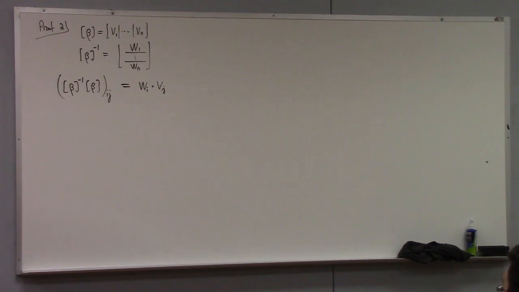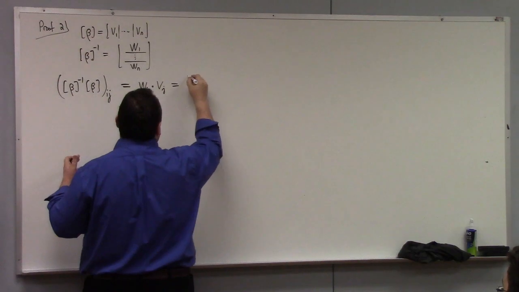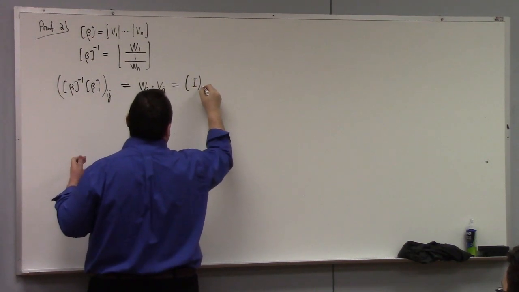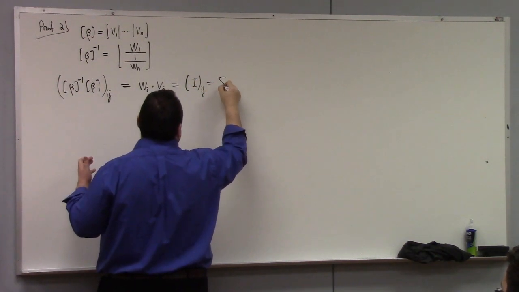But on the other hand, if beta inverse and beta are indeed inverse matrices, this is also equal to the ijth component of the identity matrix, right? Which we have a notation for. That's the Kronecker delta.